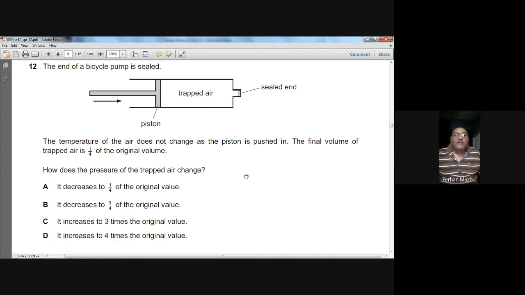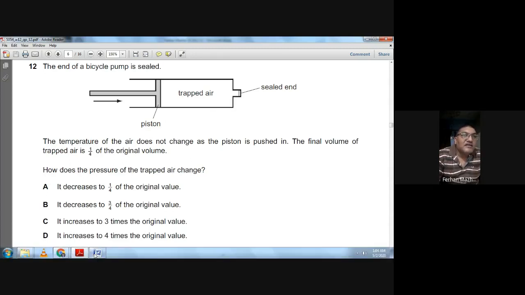So whatever will happen with the volume, the opposite will happen with the pressure. If you reduce the volume to 1/4, the pressure will increase 4 times. The pressure will become 4 times the previous pressure. I have done this working mathematically. Let me show you that.